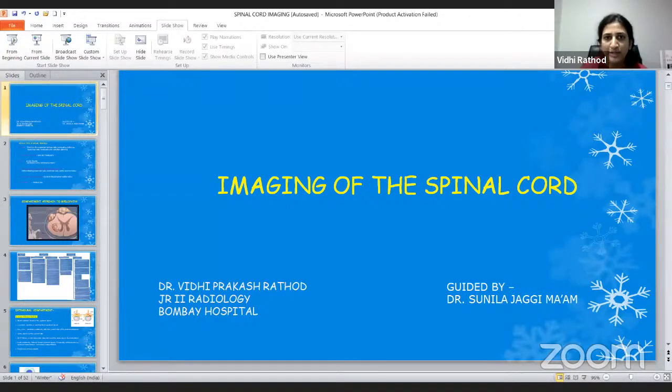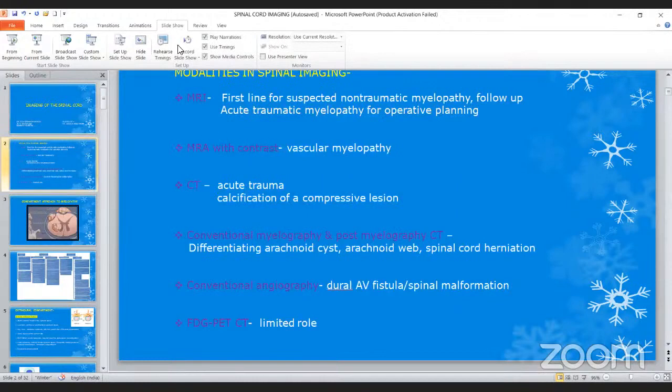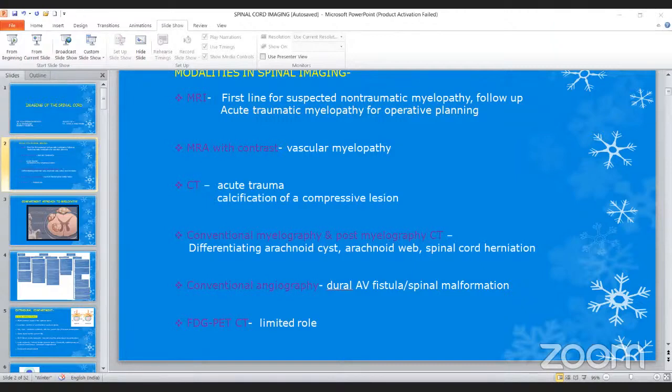Follow-up of non-traumatic myelopathy. Vidhi, your slide has not changed. We can see it now. Can you see it now? Yeah. But a part of the slide is getting cut.